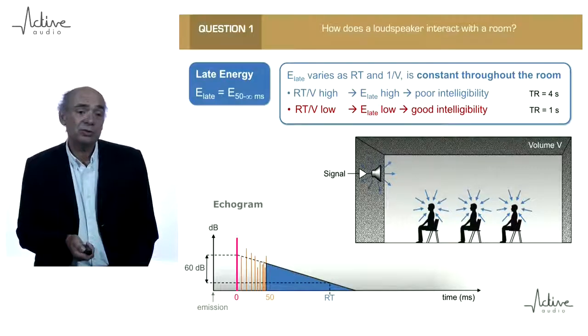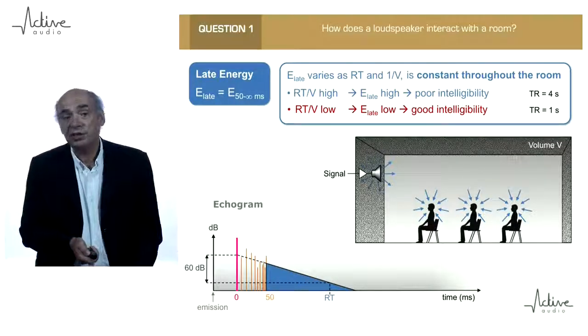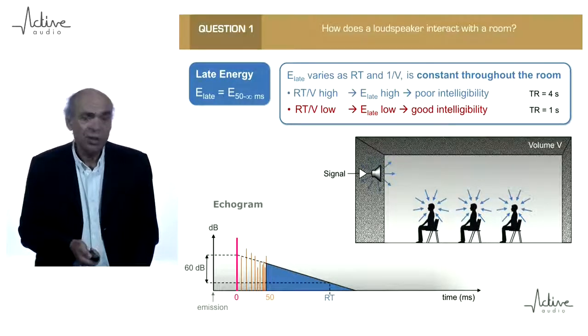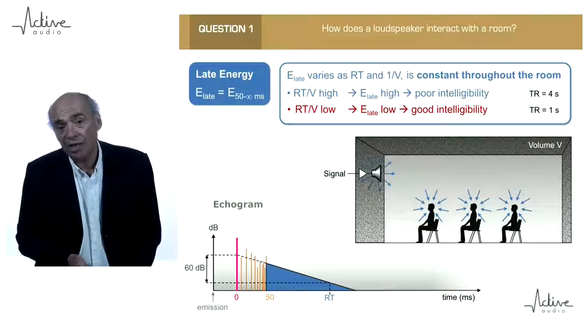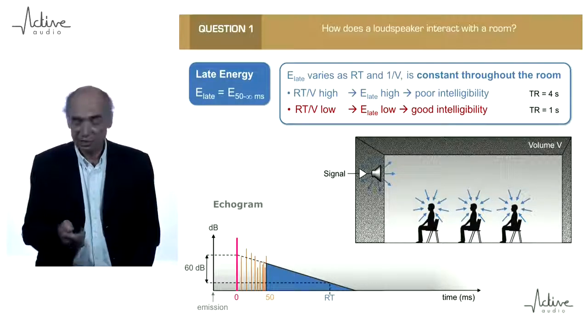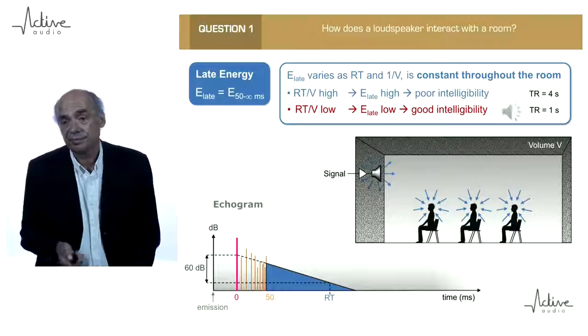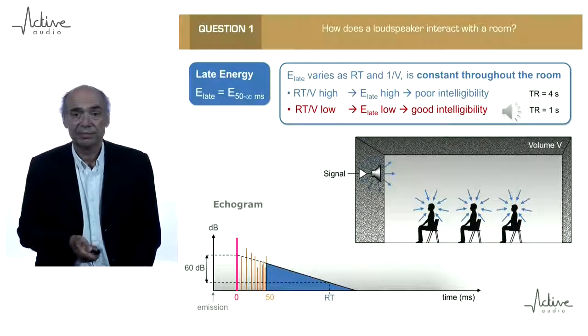Now let us compare to the case where the RT over V ratio is low, and then lower late energy and therefore better intelligibility. This is a test for speech intelligibility assessment.